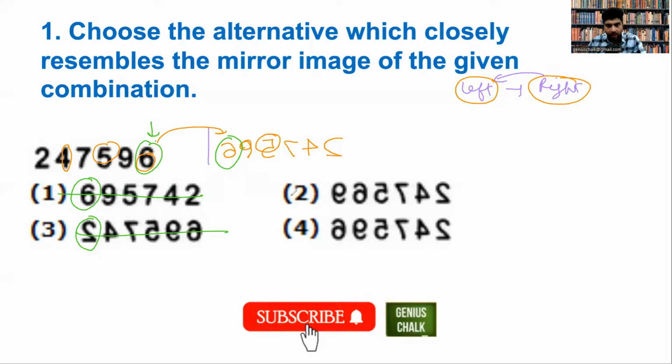If you have a look at the second option, the mirror image of 6 has to be like this. The bulging part has to be down. Here the bulging part is up, so this is also cancelled, and we have the fourth option. So our answer is the fourth option.